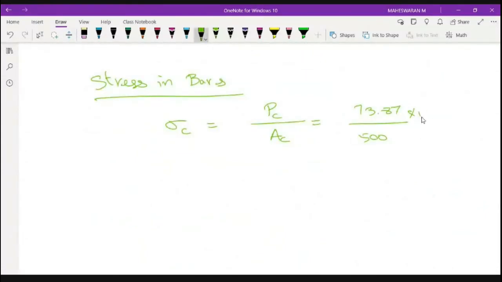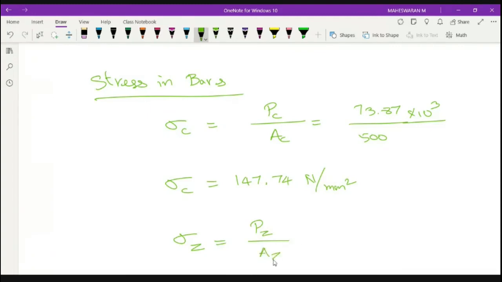So this is into 10 power 3, so converting that to kilo. So what is your stress? 147.74 Newton per mm square. Good. So now let us proceed with the stress for zinc: force for zinc divided by area of zinc.